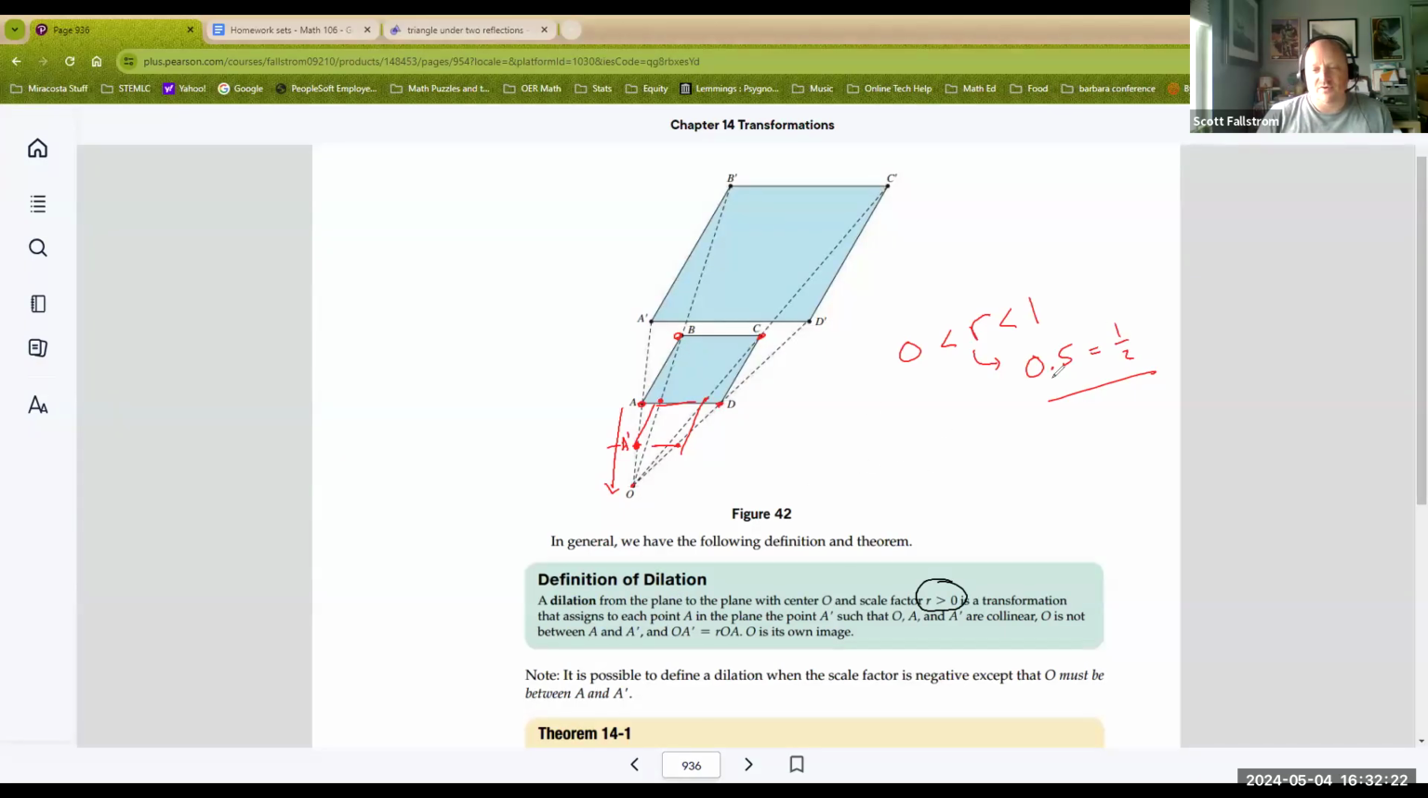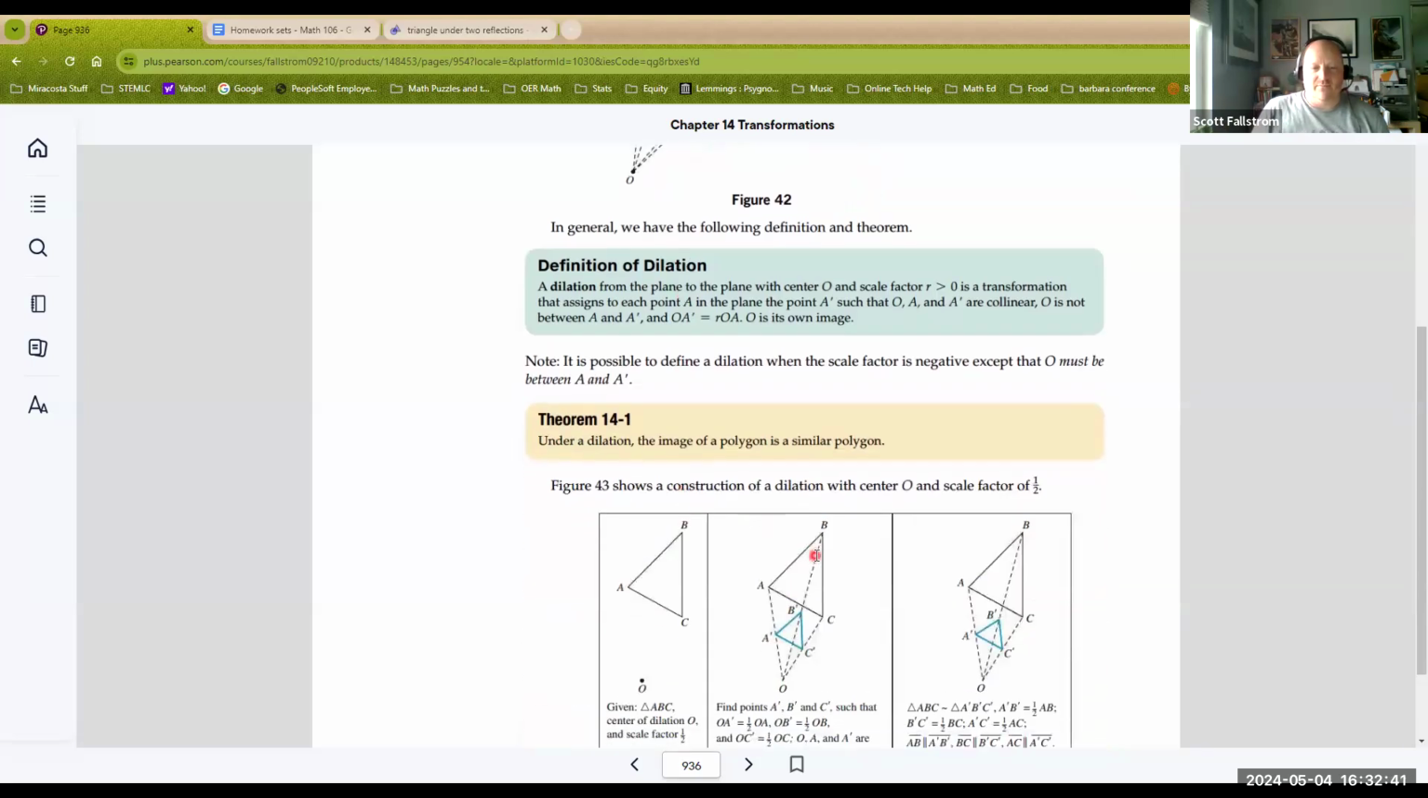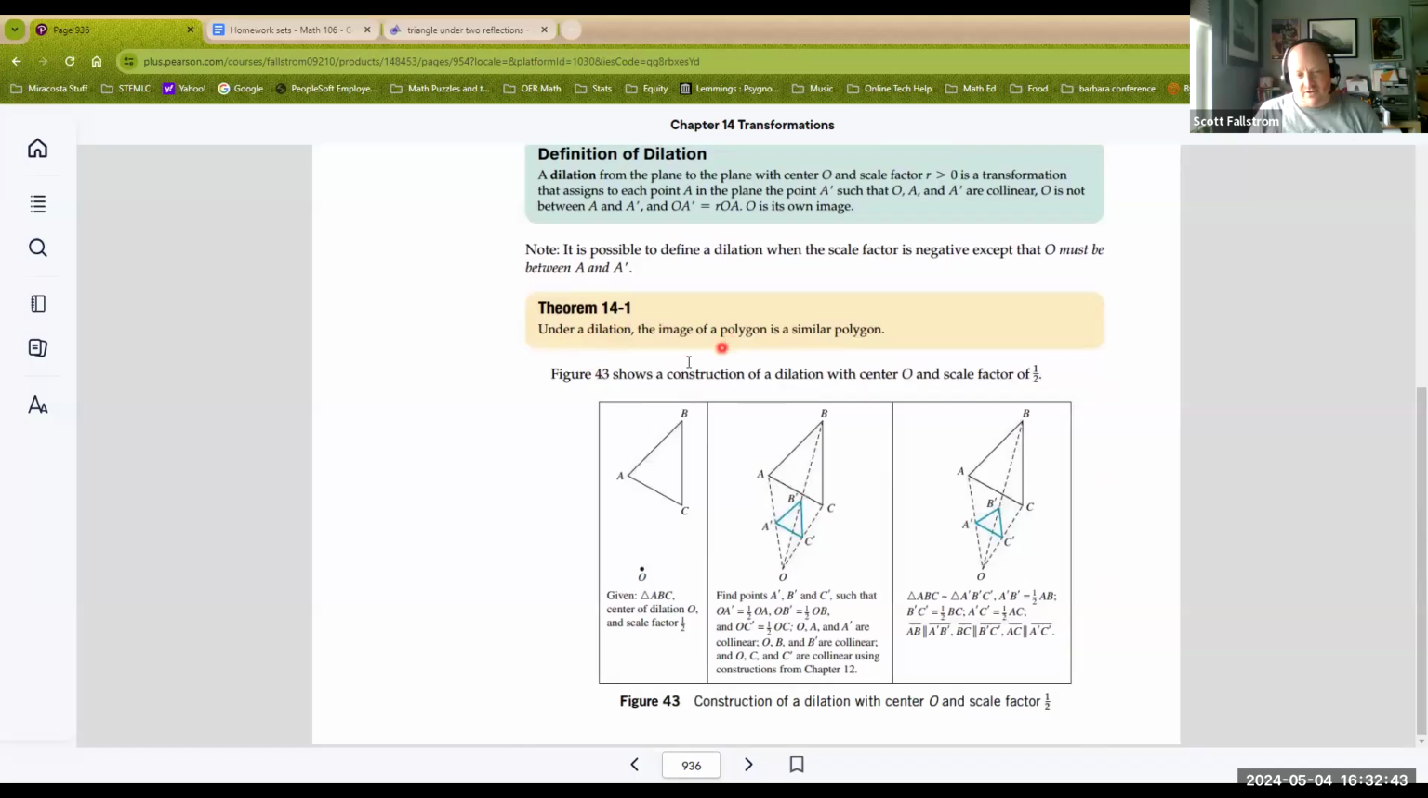But in terms of areas, of course, we would be squaring that. So the area would be 1/4. Okay. So there we go. That's what we've got to have. You have to have a point, because when you're pushing things away or pulling things towards, you have to say from what? What are you pushing it away from or pulling it towards? That's why we have a center point. Okay. And here's the theorem. Under a dilation, the image of a polygon is a similar polygon.